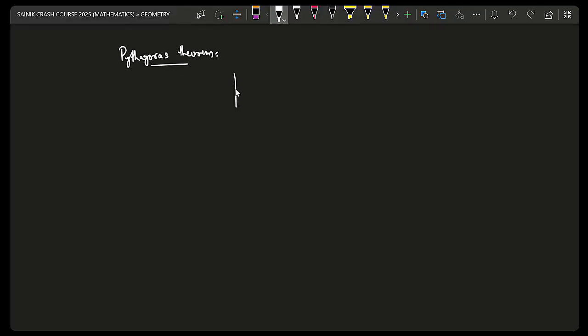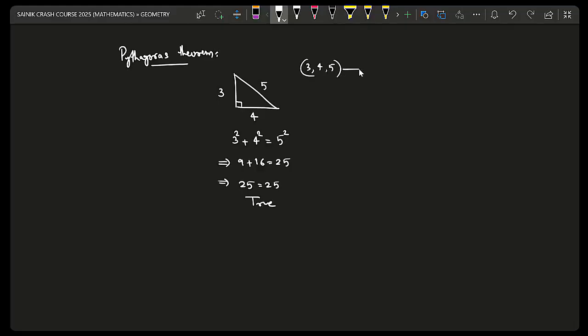Suppose integers satisfy Pythagoras theorem, let us say this is 3, this is 4, this is 5. Side square plus side square is equal to hypotenuse square. Is this true or false? 9 plus 16 is equal to 25. So we got 25 equals 25. True. That means 3, 4, 5 can be the sides of a right angle triangle, and such a group together is called Pythagorean triplets.